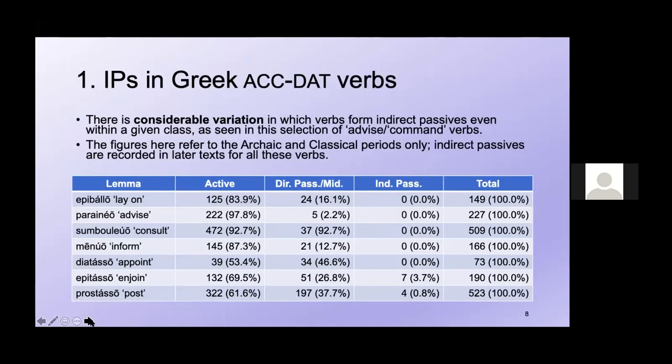However, having an appropriate thematic role isn't the only criterion to determine whether an indirect passive will appear. Even within any given class, there's considerable variation in which verbs form indirect passives, and you can see this in this selection, which is just drawn from the advise and command verbs. And I should point out that the figures here refer to the archaic and classical periods only. For all these verbs, indirect passives do begin to be recorded in later texts. But you can see that at this period, only two of them form indirect passives, and that's epitasso and prostasso at the bottom.